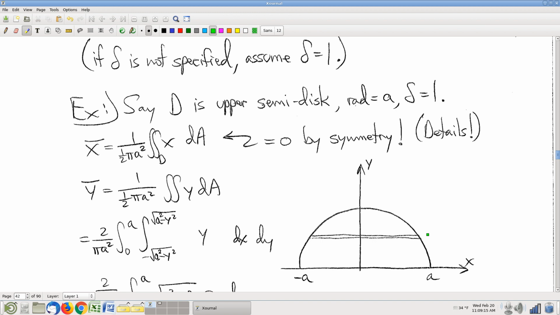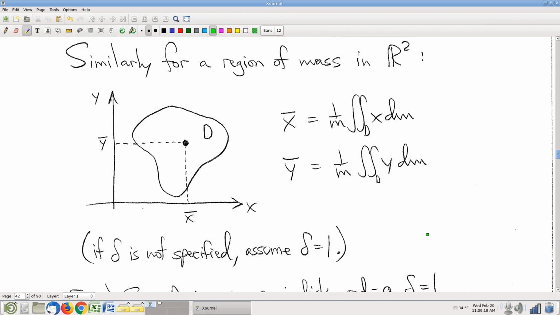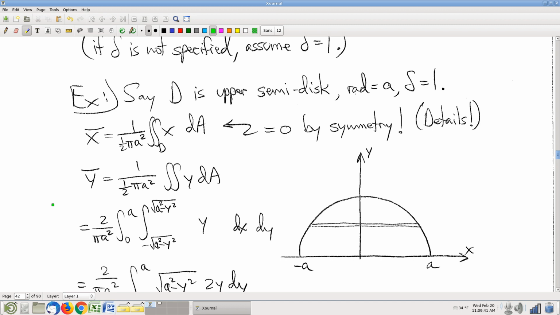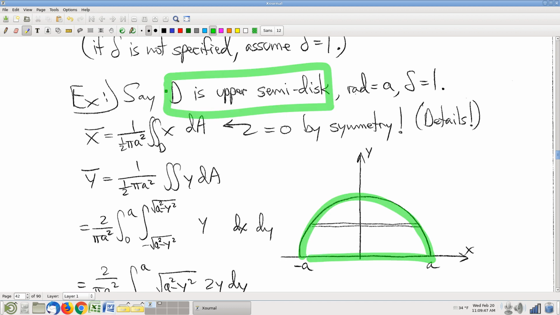Okay, so quick example, a lot of details. Oh, by the way, when we talk about mass, remember, mass relates to area by way of density. Sometimes we're not interested in an actual physical thing. Sometimes we're just interested in a geometric figure. If that's the case, if there's no density specified, just assume the density is 1. That's just a kind of default presumption. Okay, so suppose we're interested in the upper semi-disk of radius a. Just interested in the shape, don't worry about the mass, so density is 1.